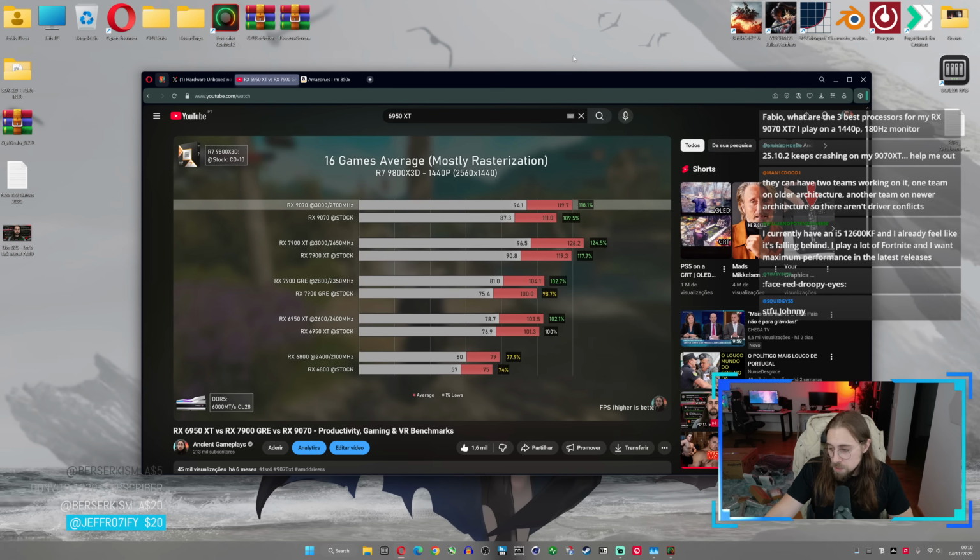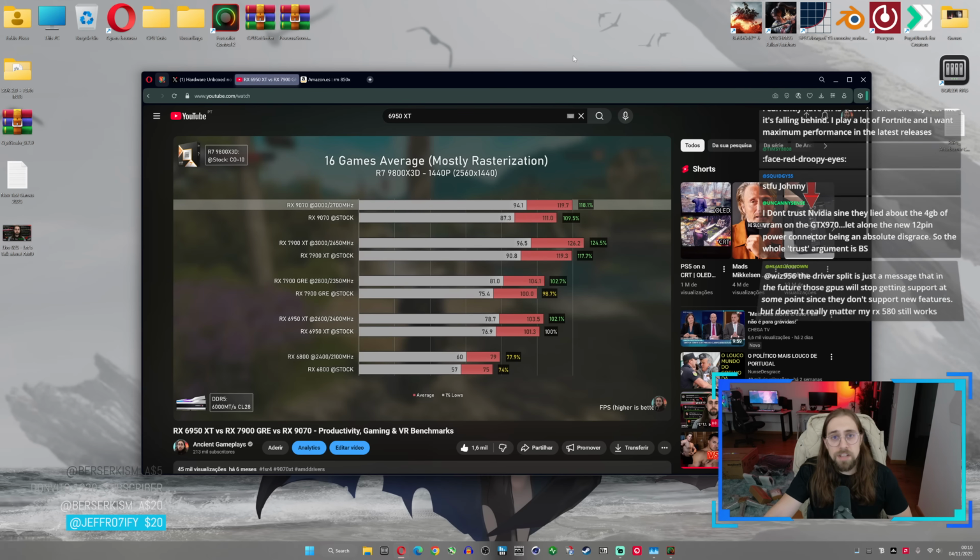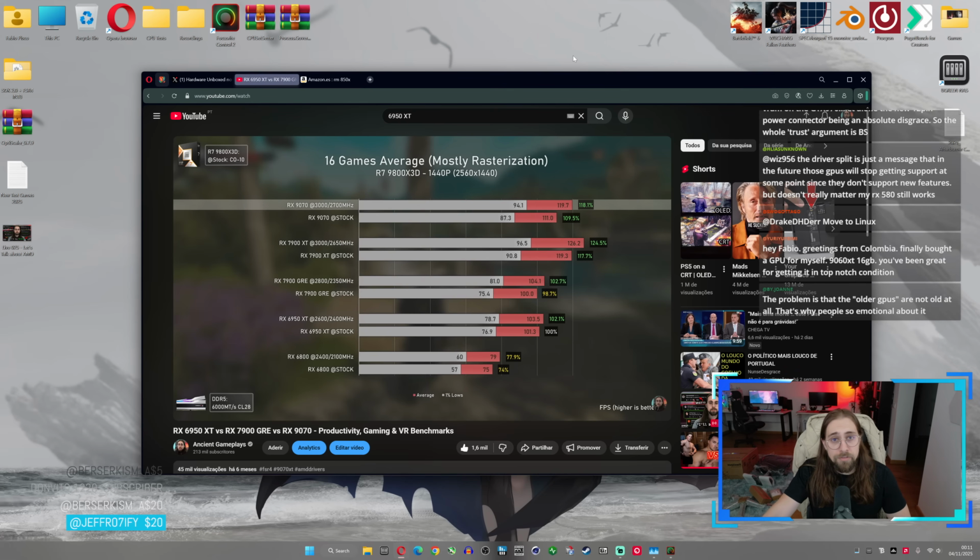What are the best processors for your 9070 XT? The best processor that you can find. But in most case scenarios, a 9700X would be more than enough, especially with tweaked RAM timings.